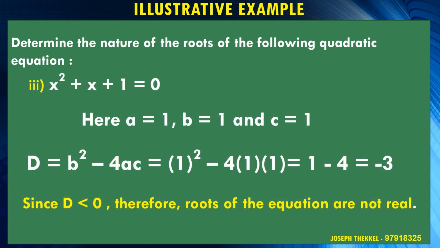Illustrative example. Determine the nature of the roots of the following quadratic equation: x square plus x plus 1 equal to 0. Here a equal to 1, b equal to 1 and c equal to 1. D equals b squared minus 4ac equals 1 square minus 4 into 1 into 1 equals 1 minus 4 equals minus 3. Since D less than 0, therefore roots of the equation are not real.